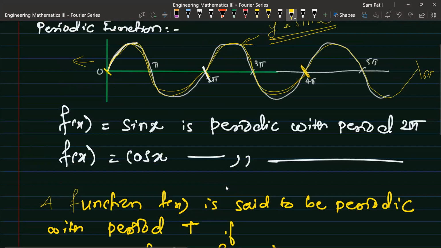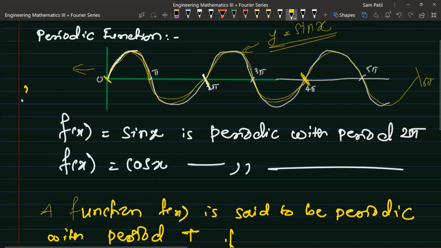In this case, f(x) is the same as f(x + 2π), because at x equal to 0, the value of the function is 0. Again at x equal to 2π, the value of the function is 0. Again at x equal to 4π, the value of the function is 0. So the values are repeating, and that's why f(x) is the same as f(x + 2π), and therefore this is periodic with period 2π.